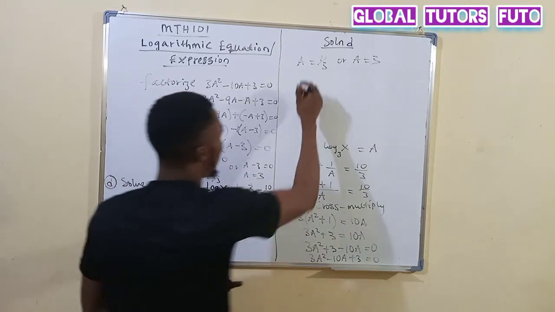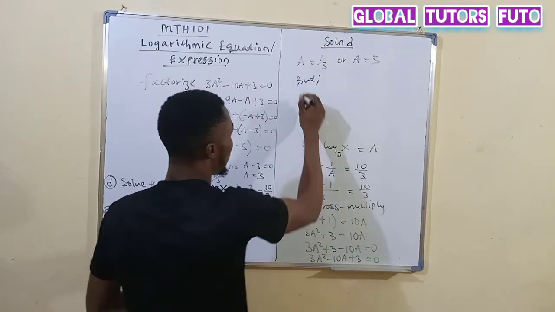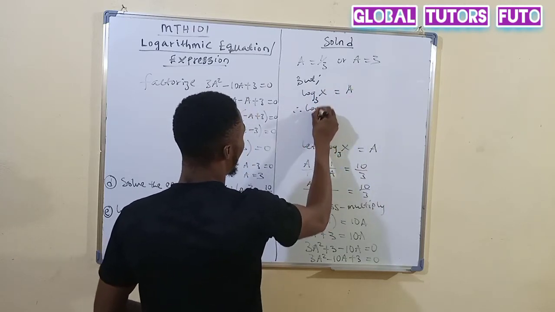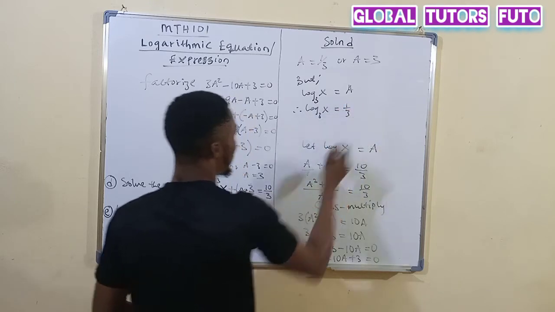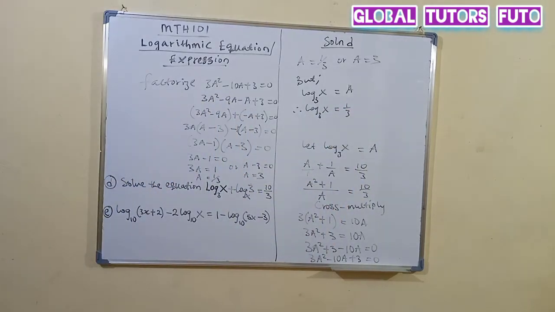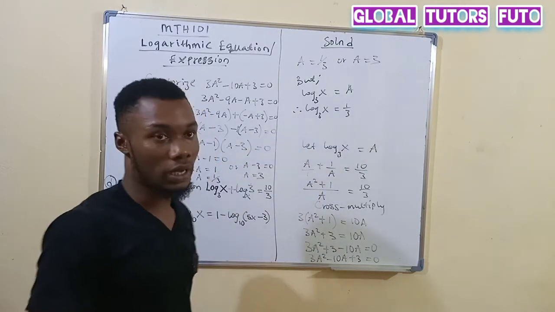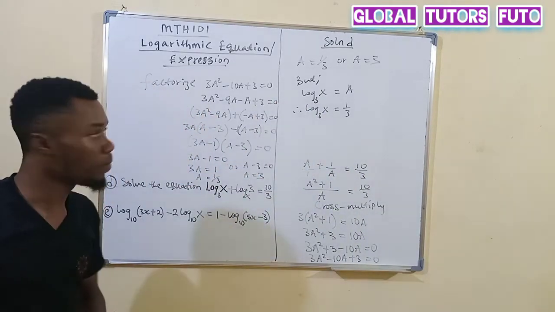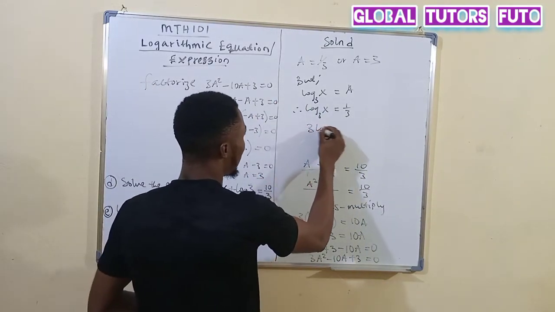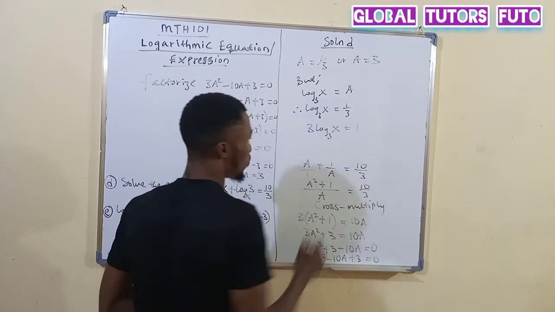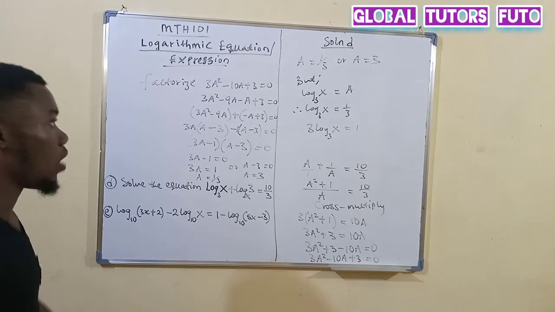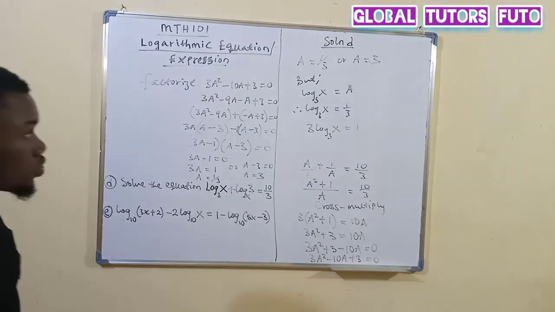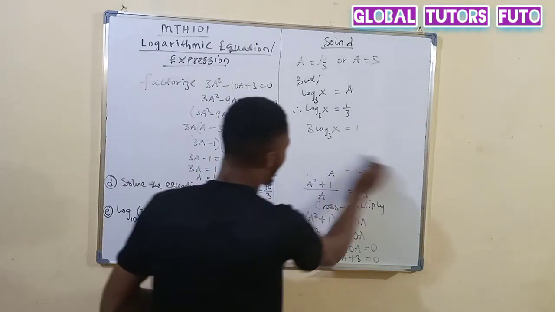So at this point now, log base 3 of x is equal to a. Therefore, log base 3 of x will be equal to 1 over 3. So that is what we have. Log base 3 of x is equal to 1 over 3. So at this point now, if I cross multiply, I will have that 3 log base 3 of x is equal to 1.